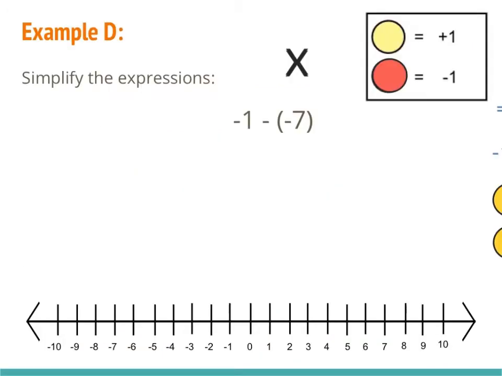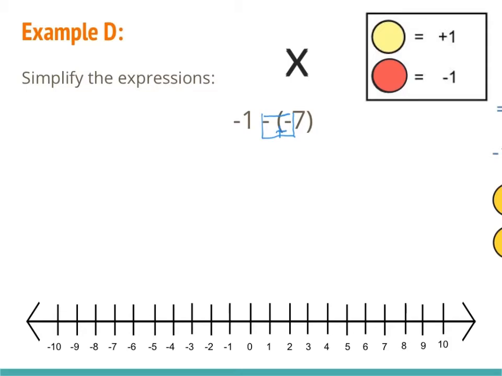So here we are at example D, and it says simplify the expression. And we've got that expression from the other page with our -1 minus -7, or -1 minus -7. However you want to look at it, it means the same thing. So I've got double signs. I've got a negative and a negative. So I'm going to just put a little box around them so that I see I've got a negative and a negative. Now I'm going to use my multiplication and division rules to figure out what the single sign should be. So I've got a negative and a negative, so that is going to give me a positive.